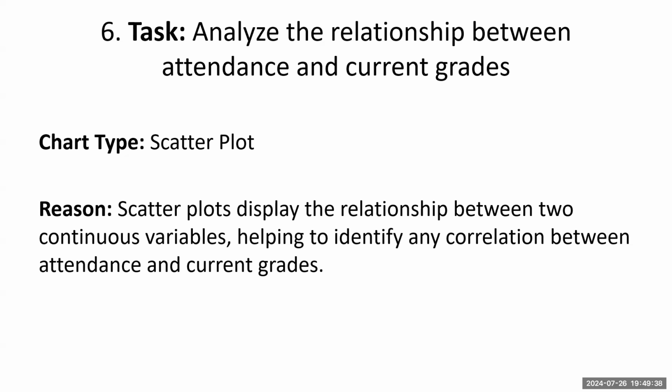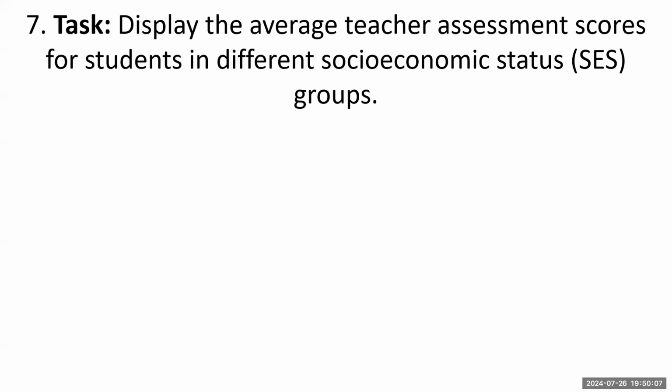But here we want to analyze the relationship. So scatter plot and bubble plot help us analyze relationships. Scatter plot is for two variables. Bubble plot is for three variables. So a scatter plot displays the relationship between two continuous values, helping to identify any correlation between attendance and current grade. Let's take the last one quickly.